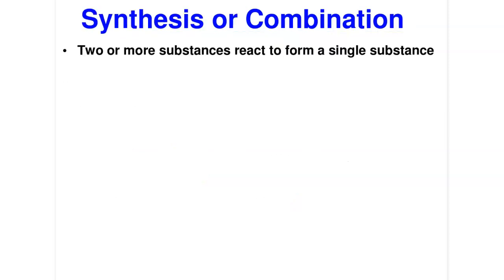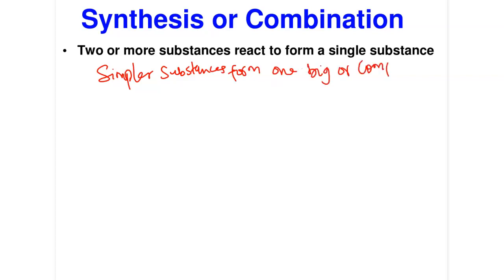The first one, let's take it off from here. Now, a synthesis or combination reaction is simply a reaction involving two or more substances reacting to form a single substance. Now, two or more simpler stuff. I will say simpler. So you can say two or more simpler stuff reacts to form a complex stuff. So simpler substances form one big stuff. You can say big or complex, whichever one works for you. You can use one complex stuff.